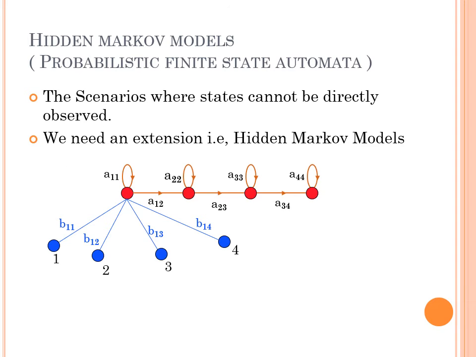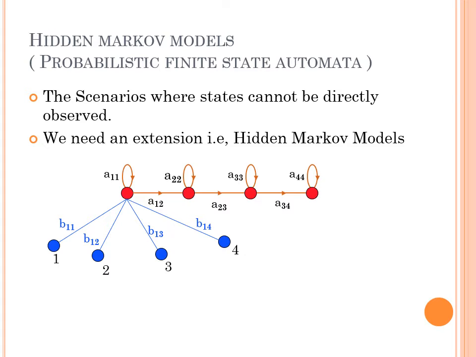Now we will discuss the hidden Markov model, a probabilistic finite state automaton, for scenarios where the states cannot be directly observed. When we need an excitation, that is, for this hidden Markov model we need an excitation. This is an example.